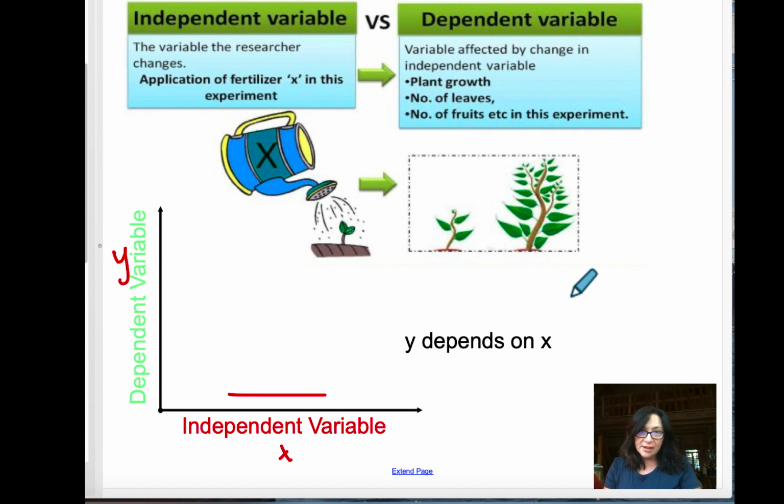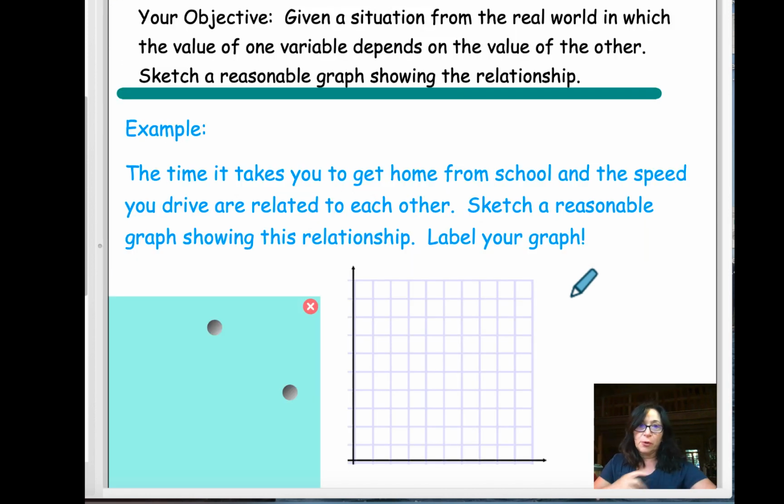What your objective is for this lesson is to try to draw a reasonable graph, something that makes sense to you and that it has the dependent and independent variables. And that's what you're looking for in this.